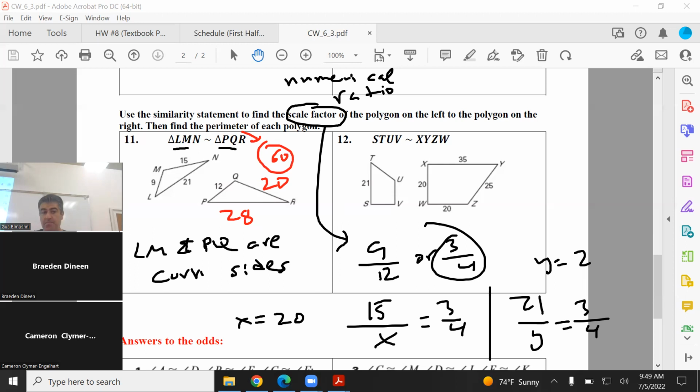So we'll do things just like that in number 12. And in order for number 12 to help you out here, ST is what we're given for the left diagram. It's got to correspond to XY, which is 35. So that's how you're going to find your scale factor there.